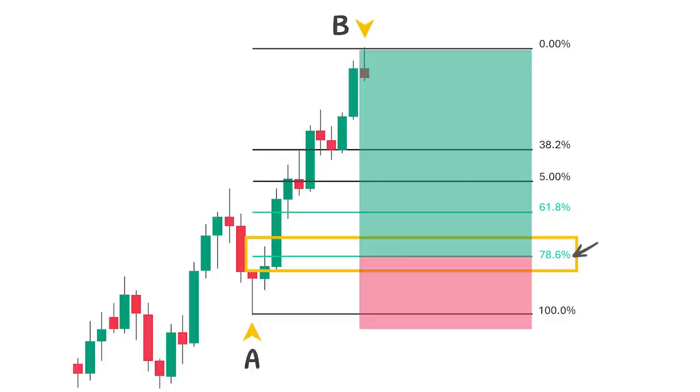However, there is a downside. You may miss many winning trades. In many cases, the price never reaches the 78.6% level before reversing and continuing the trend. Now that we've covered the key concepts behind Fibonacci levels, it's time to look at a practical trading strategy with clear entry and exit rules.